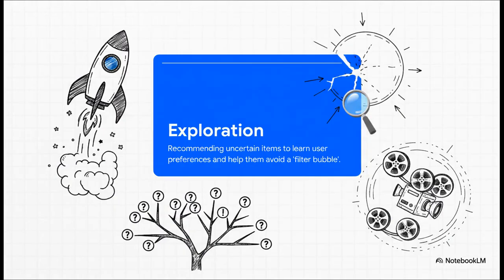But then you have exploration, and this is all about discovery. This is when the system takes a little risk. It might recommend, say, an obscure indie sci-fi film from a director you've never heard of. It's a riskier recommendation, for sure, but it's so important. It's how the system learns more about you, and it's how it keeps you from getting stuck in that dreaded filter bubble where you just see the same type of thing over and over again.